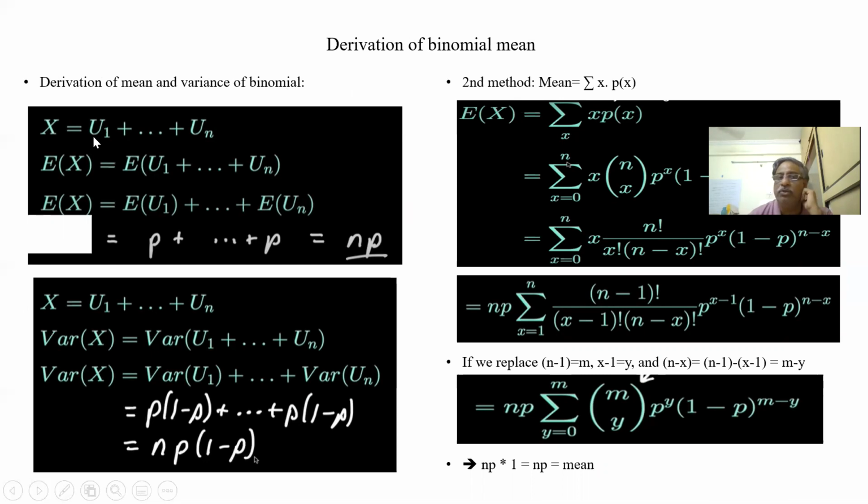X is U1 to Un, E means expectation of x. Probability of x is P1 to Pn. So total probability P1 to Pn. E of x is equal to E of U1 plus up to E of Un. These are all different probabilities. I am adding all probabilities. One time probability is P. Second also I have done, probability P. Third also probability P. I am adding n times this P. So the mean is n into P.